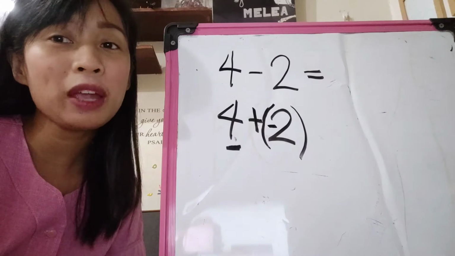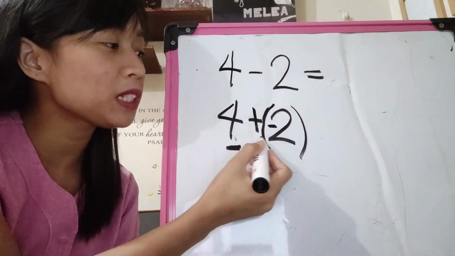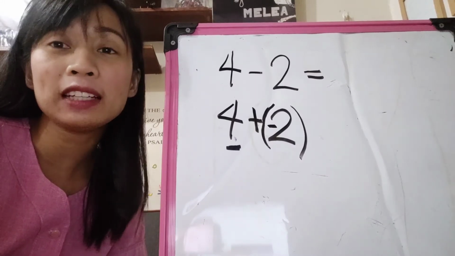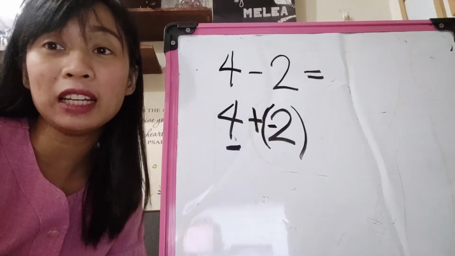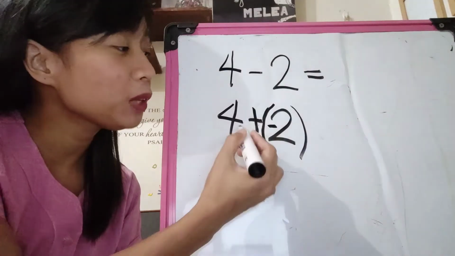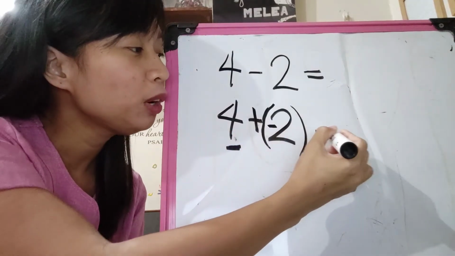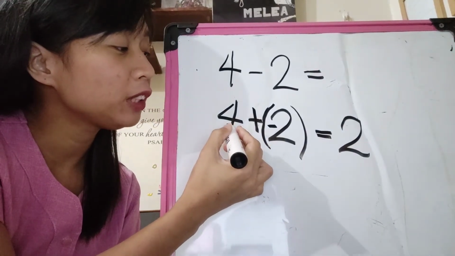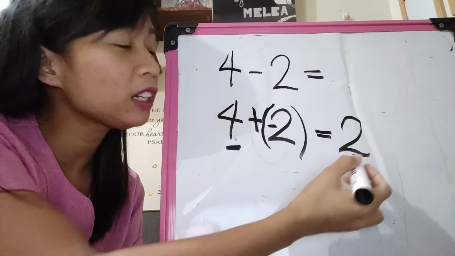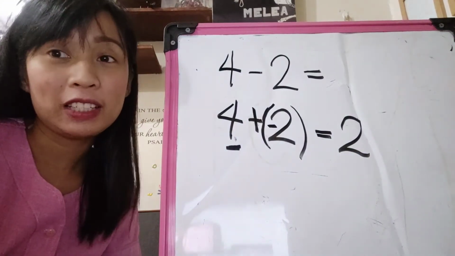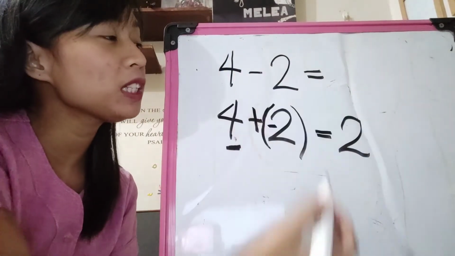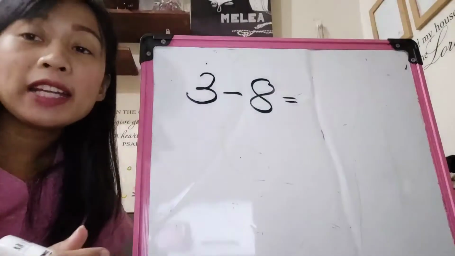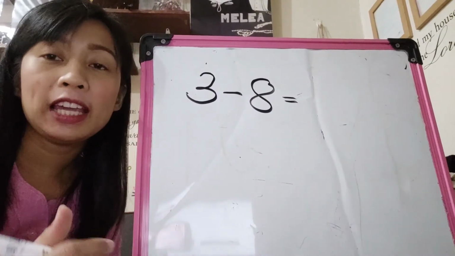Okay, this time we can now apply the rule in adding integers. In adding integers, we have to consider the signs. This is 4 plus negative 2. They have different signs. And the rule says, if they have different signs, subtract the numbers and copy the sign of the greater number. So, we have 4 plus negative 2. 4 minus 2 is 2. Therefore, the greater number is positive, so the final answer would also be positive. So, 4 minus 2 we can say is 2.